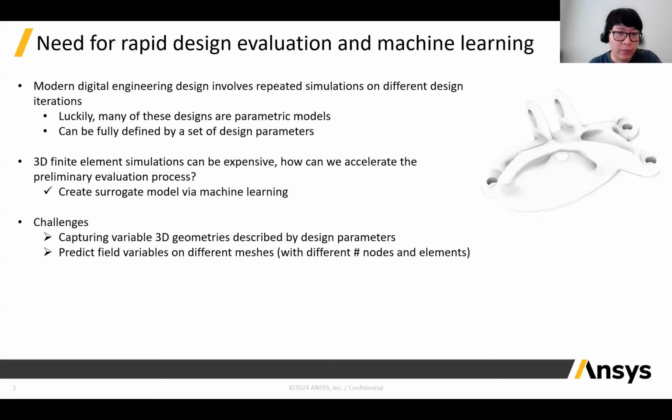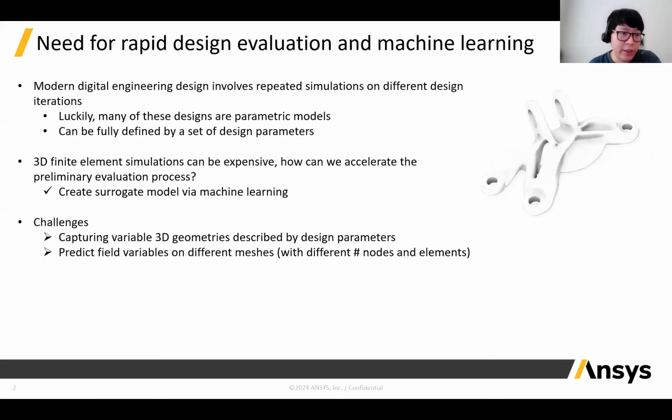And then we know that when we run 3D finite element simulations, some of these simulations can be quite expensive. Therefore, it makes us wonder how we can accelerate our preliminary design evaluation process when we have to screen through a lot of designs to find the high performing ones. So here, it motivated us to create surrogate models via machine learning.